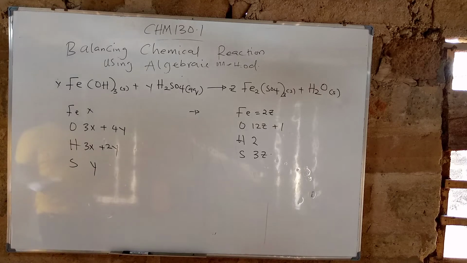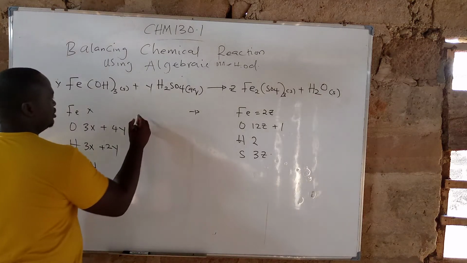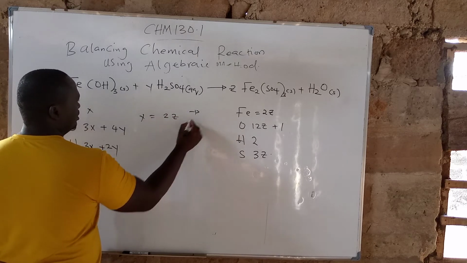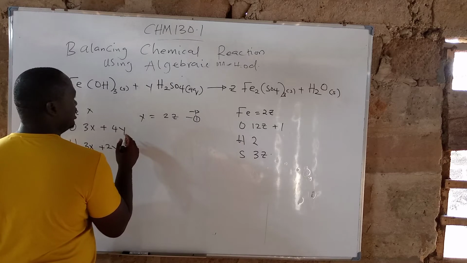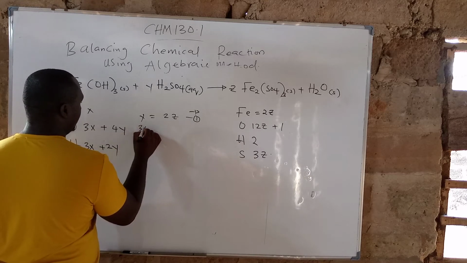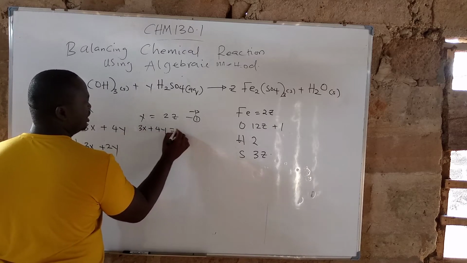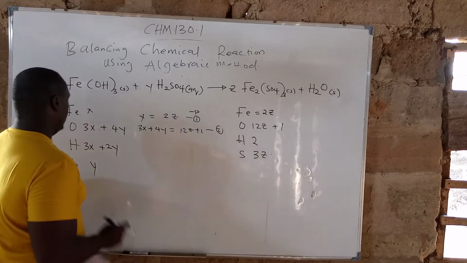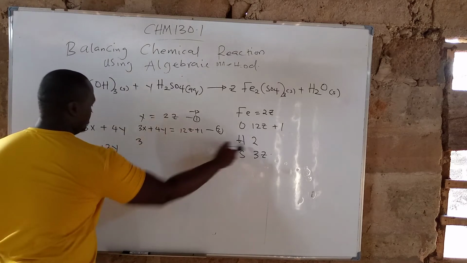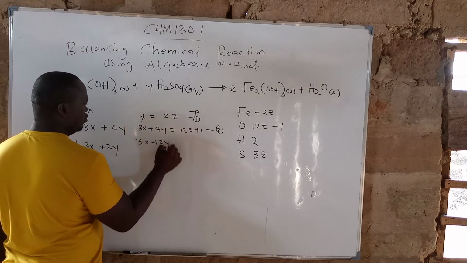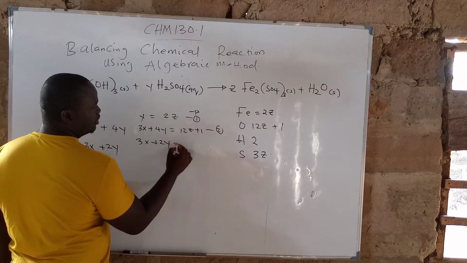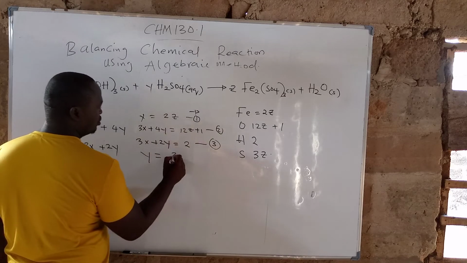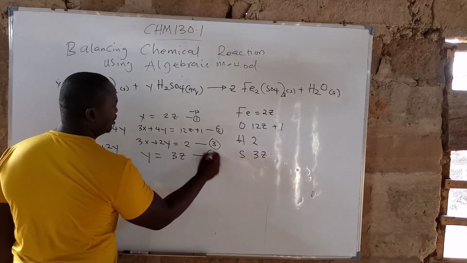The next thing is our normal way. We have to equate them together. So from the iron, X is equal to 2Z. Let me call that equation 1. And then from here we have 3X plus 4Y is equal to 12Z plus 1. Now call it equation 2. Then we have 3X plus 2Y is equal to 2. Let me call it equation 3. Then you have Y is equal to 3Z, and that is equation 4.